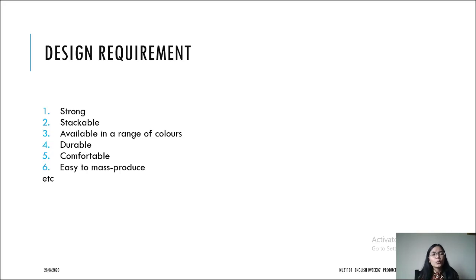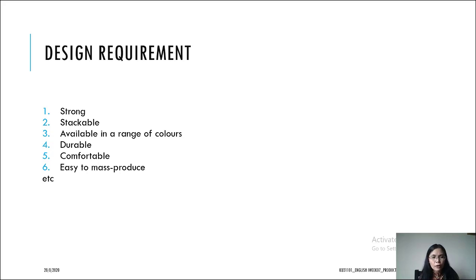And then the next one, we have durable. So what does it mean by durable? I think it's quite similar to strong, but durable is more that it can last long. So for example, instead of using plastic, you use wood, because wood is more durable than plastic, something like that. Okay, so that's what we call durable.